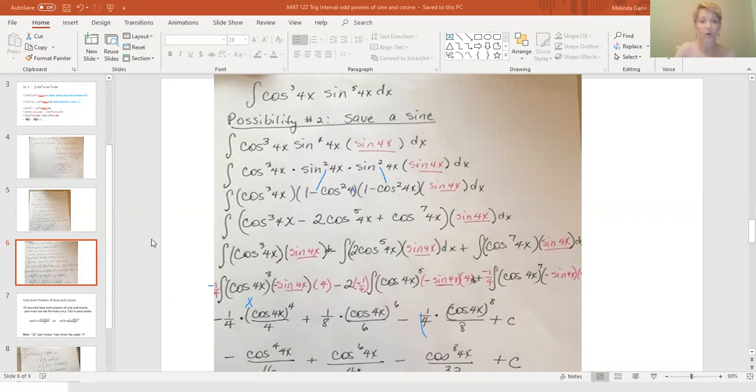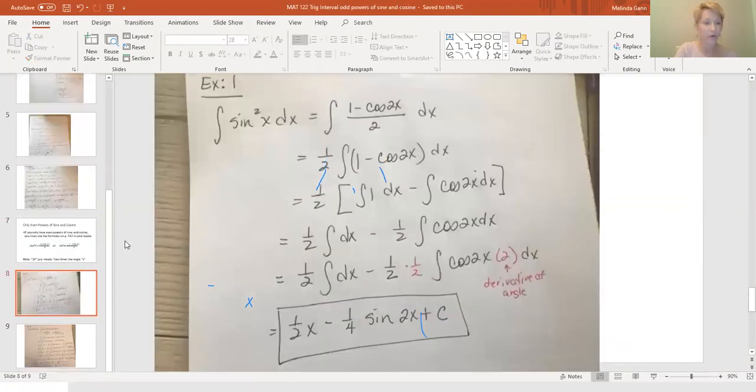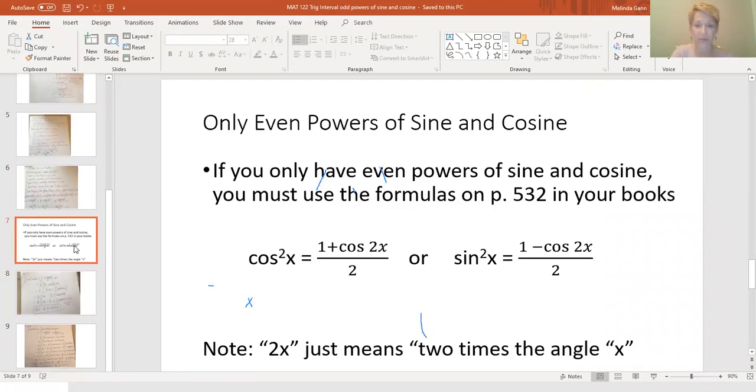Now, let's look at what would happen if you only had even powers. If you only had even powers, then you're going to have to use a different substitution. Okay? So let's get some of this blue erased so we don't get confused by that. If you only have even powers, there are some substitutions in your book on page 532.